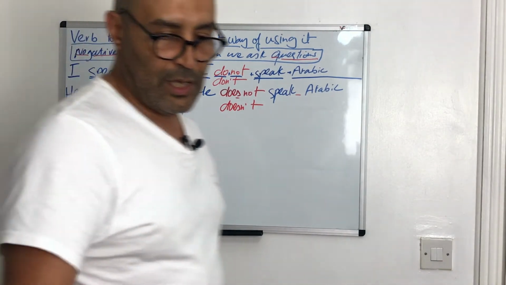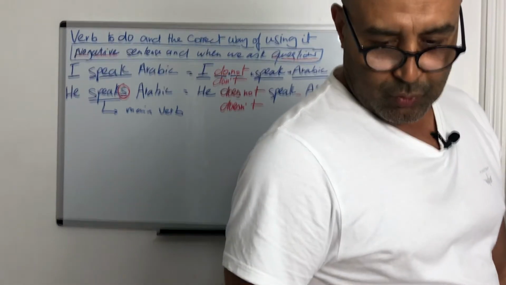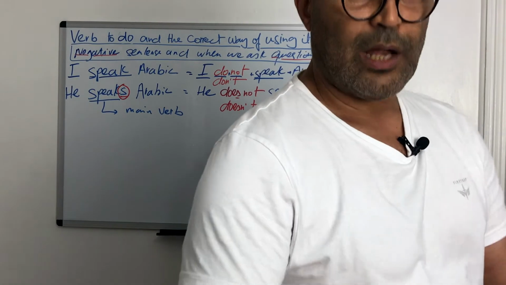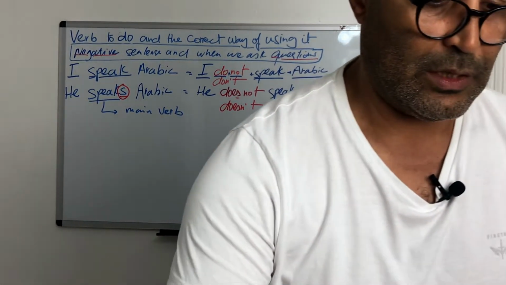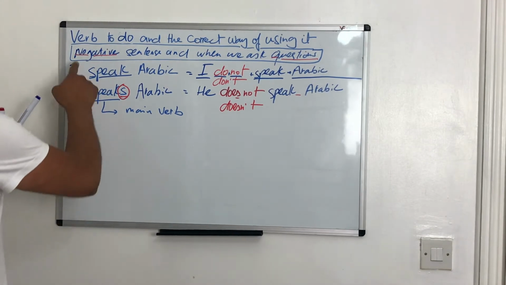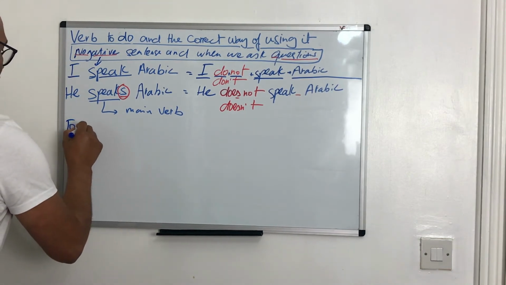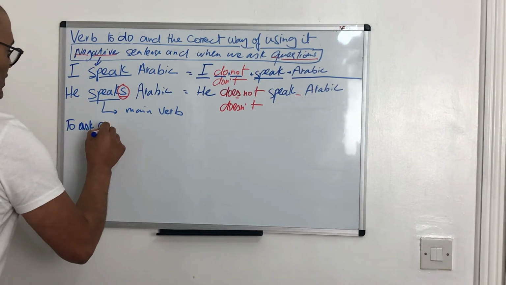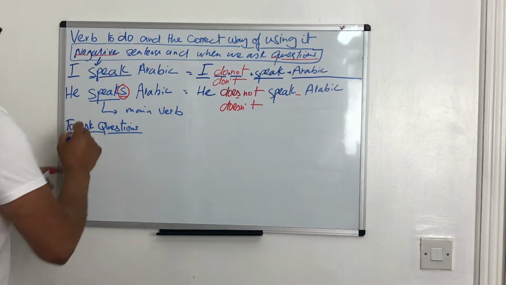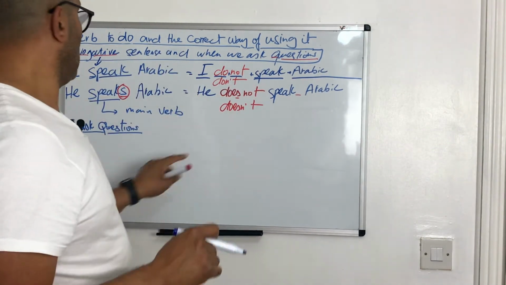Simple formula. Okay, next time we will do the second way, to ask questions. We did not... The second way, if we want to ask a question. The verb do is used inside a sentence when we ask questions.